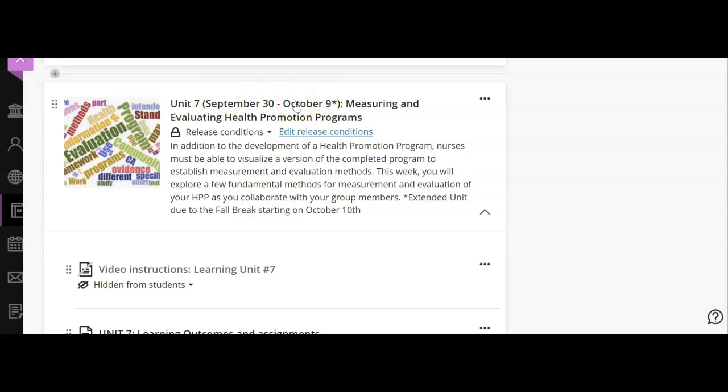So the first thing to realize is that we're going to look at how we go about evaluating health promotion programs. As I've told everybody, we are not actually implementing our programs, but we're setting them up so that we could evaluate whether or not we are meeting our outcomes. So whether or not the health promotion program did what we wanted it to do.